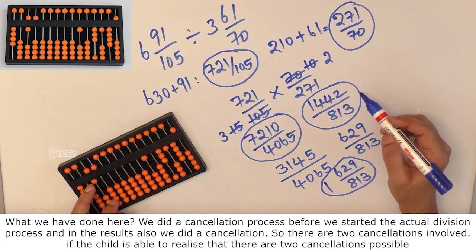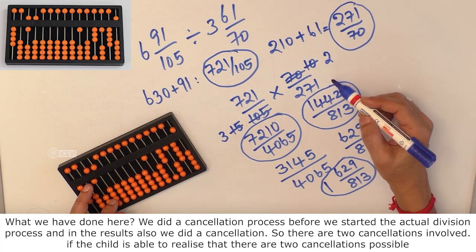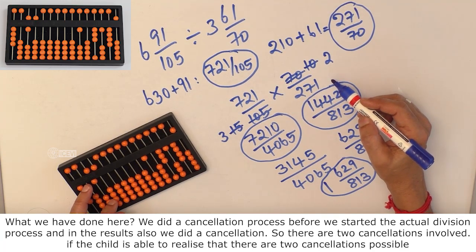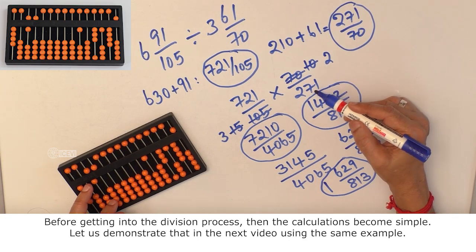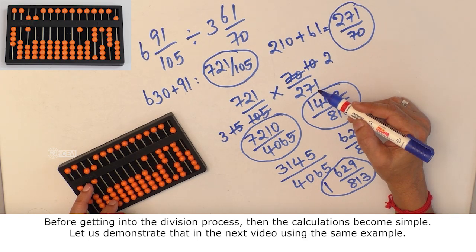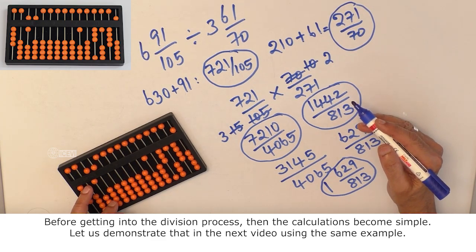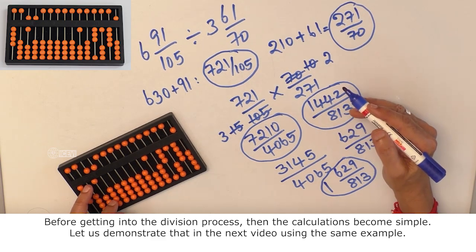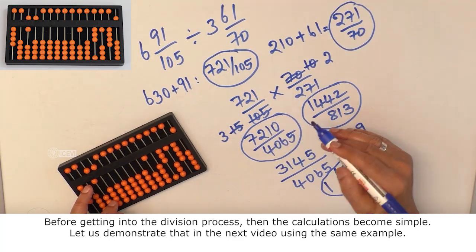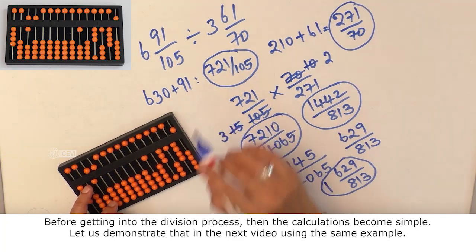If the child is able to realize that there are two cancellations possible before getting into the division process, then the calculation becomes simple. Let us demonstrate that in the next video using the same example.